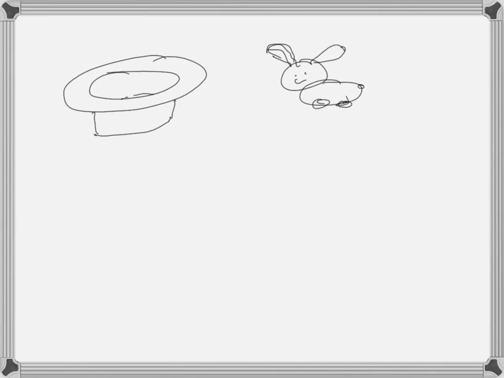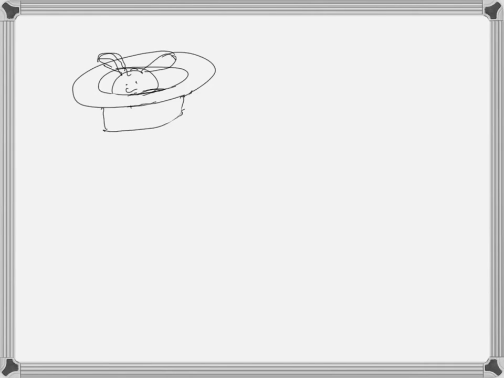Okay, I'm going to try a magic trick. So I've got a rabbit in a hat. I'm going to put the rabbit in the hat. Okay, put the rabbit in the hat. And presto, changeo, I don't know what the right magic words are, it's disappeared. Ta-da. Okay. All right. Great trick.